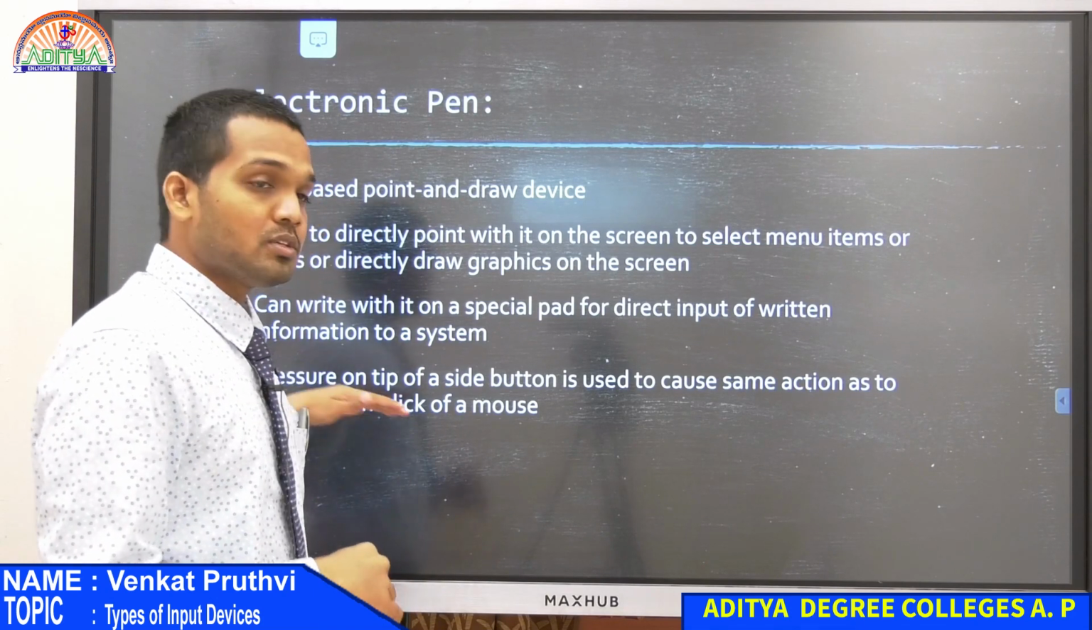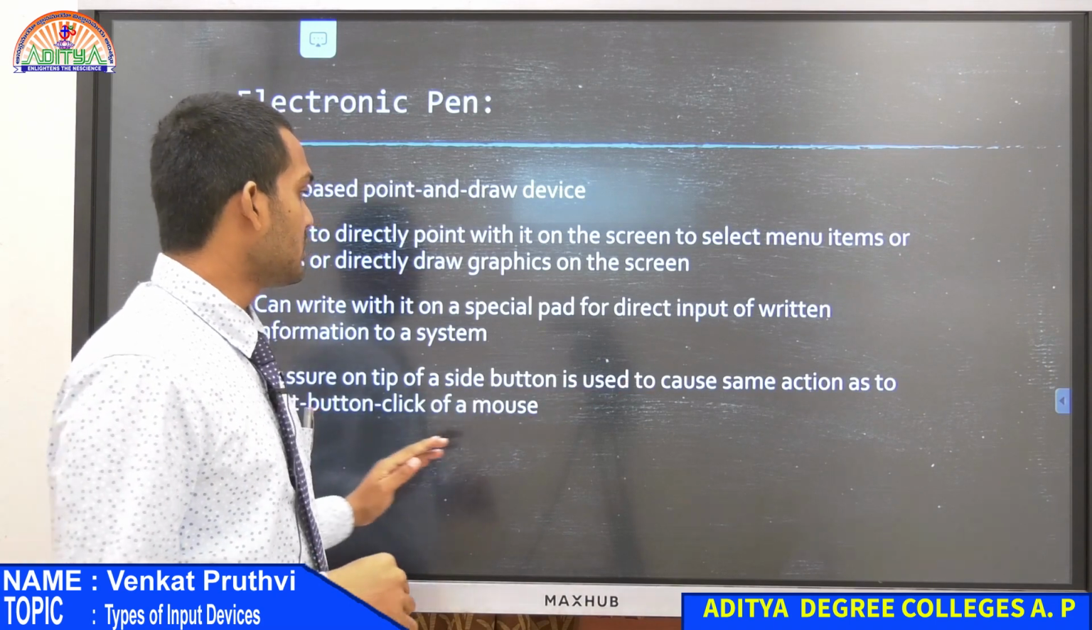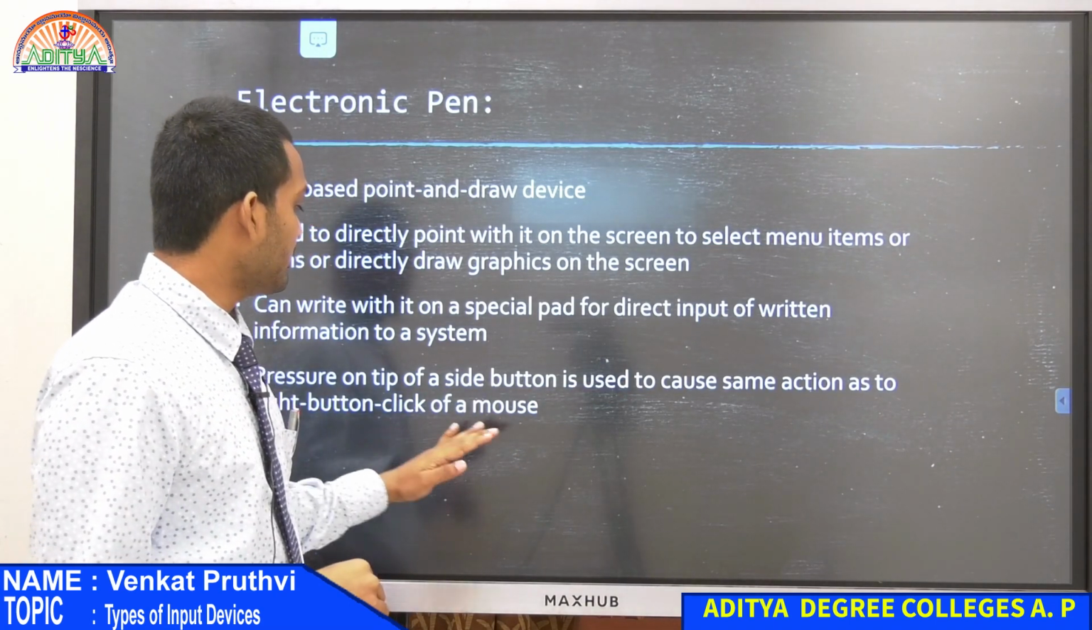Then how is it working? Pressure on the tip or a side button is used to cause the same action as the right button click of a mouse.